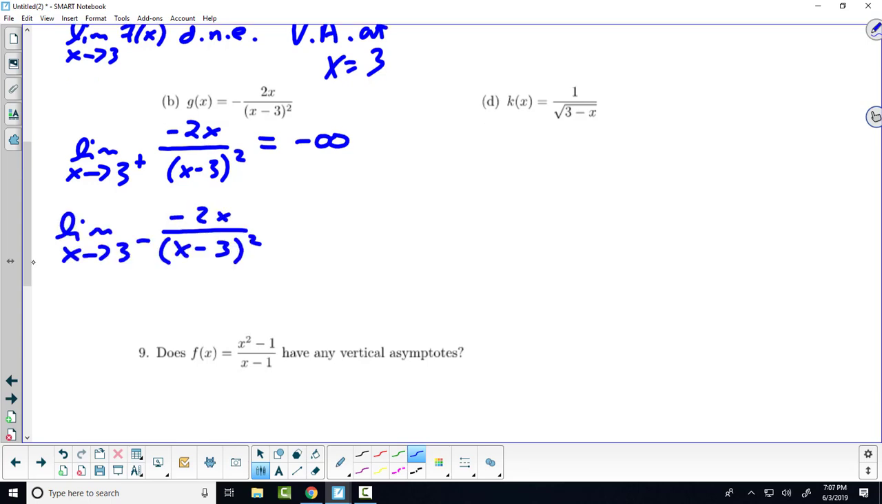What's the numerator approaching? What's the denominator approaching? Is it negative? When I plug in 2.9 and subtract 3, I get negative. But then what do I do? Square it, which makes it positive. So we still have a negative over an arbitrarily small positive. So this is still minus infinity.